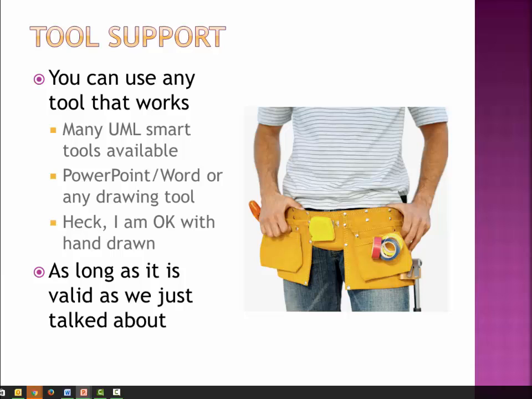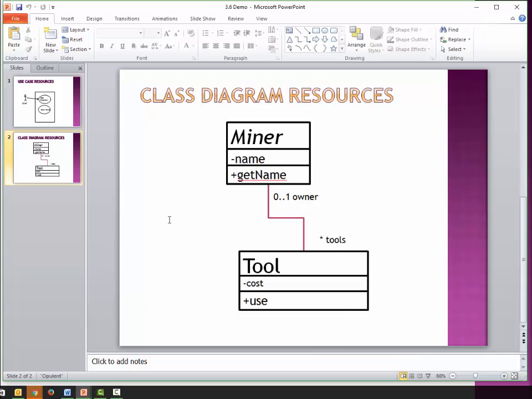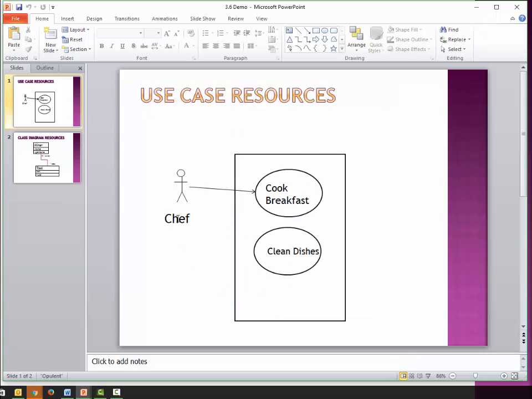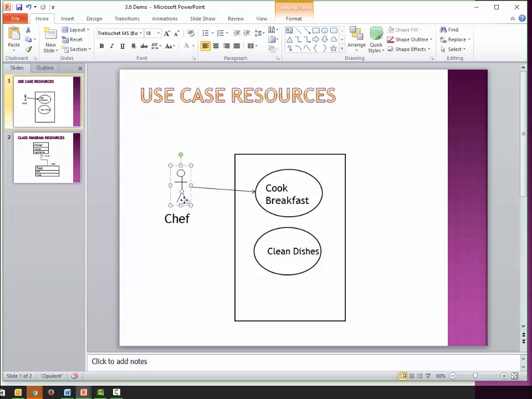So the way I'm going to help you with this is I'm going to give you a template. This template has a use case resource for you, and it has a class diagram resource for you. It's going to look exactly like this. This is the demo, sort of what we saw. In here, I can take this stick figure, and actually, let me group this back together because I ungrouped it there. I can move the stick figure around however I need it to be, and then I can attach these or move these around however they need to be. And then I can rename it however I want to, chef there.